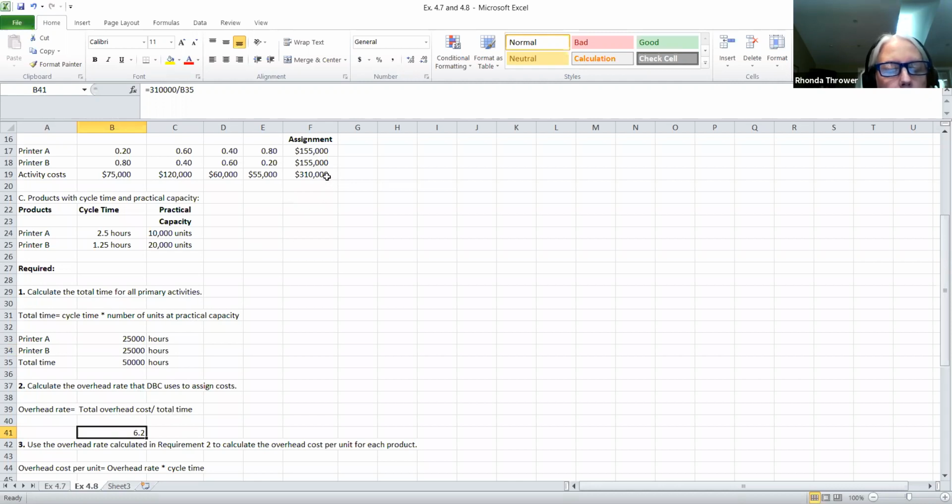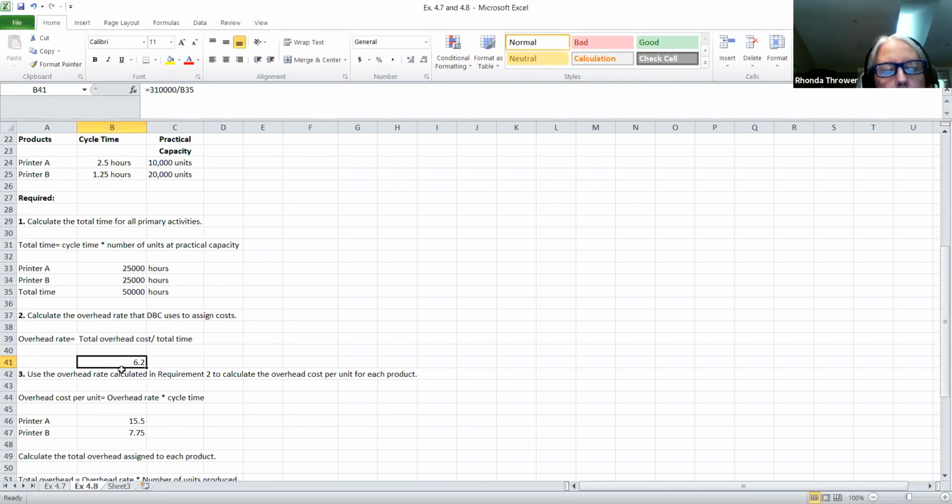So this is the total for all the products and all the activities. The total overhead costs were $310,000. You're going to divide that by the total time that we found in part 1, and that will give you the overhead rate. The overhead rate is $6.20.